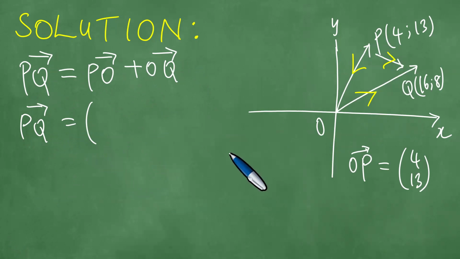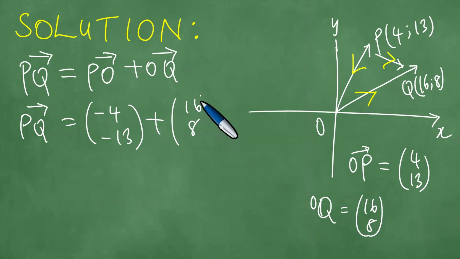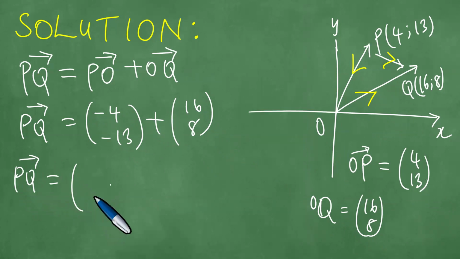what is P to O? We know that OP is (4, 13), so P to O is the opposite of this, which is (-4, -13). And if I look at this diagram, moving from O to Q is exactly (16, 8). And then we add these up: 16 minus 4 is 12, and minus 13 plus 8 is minus 5.